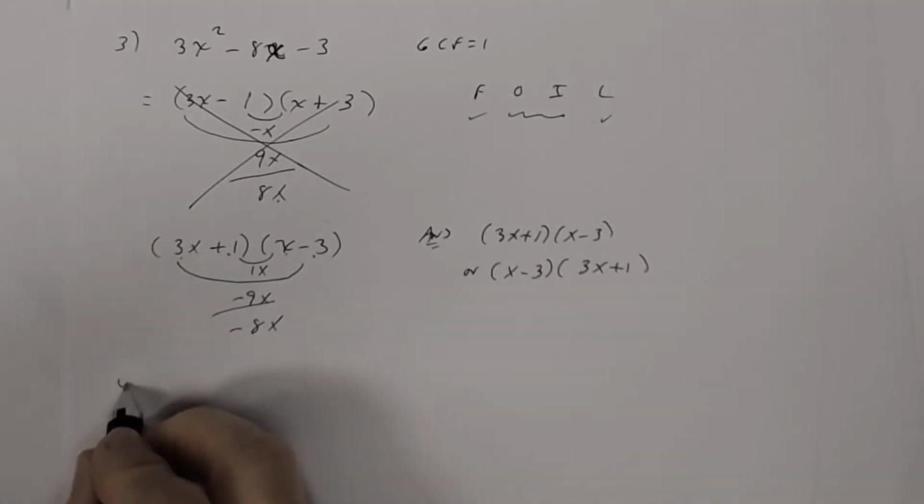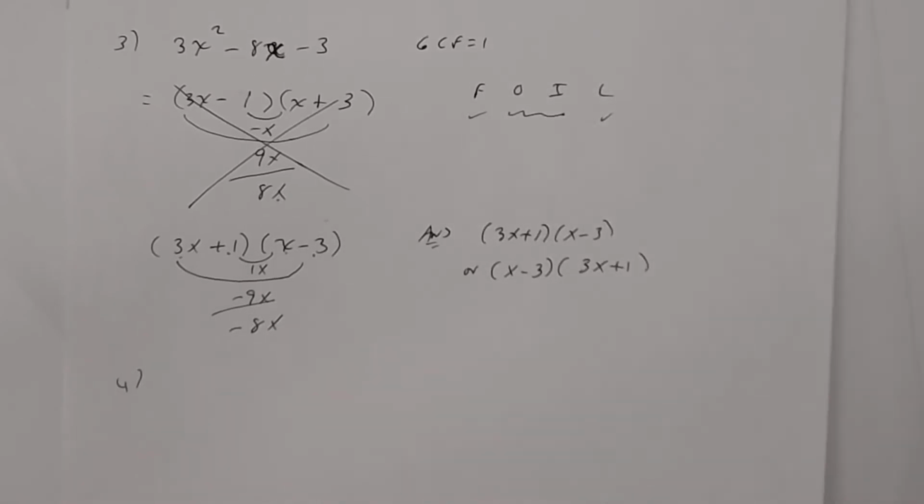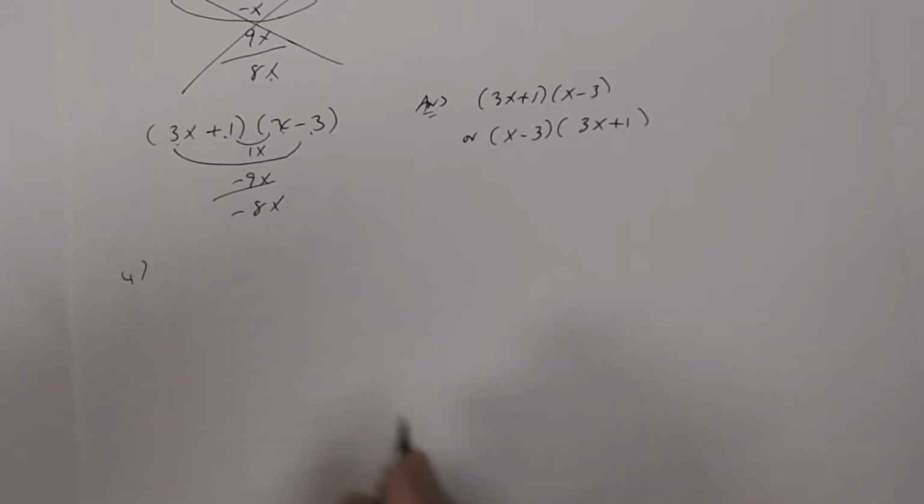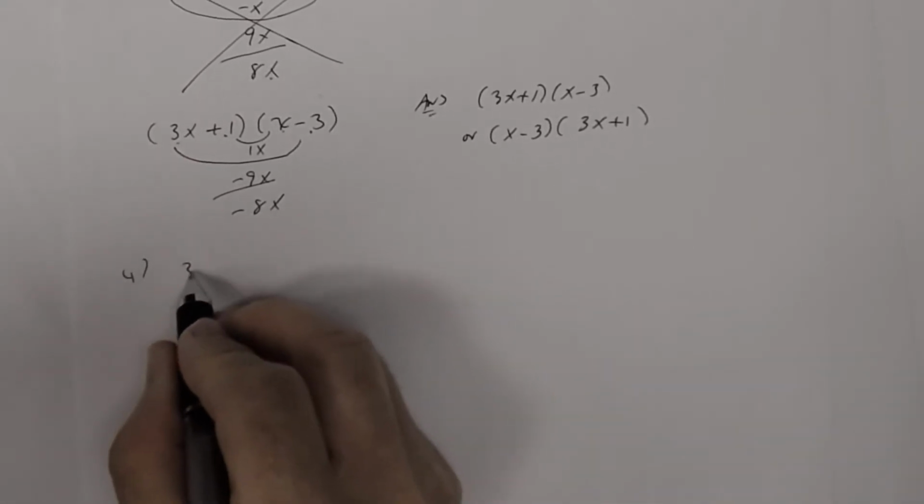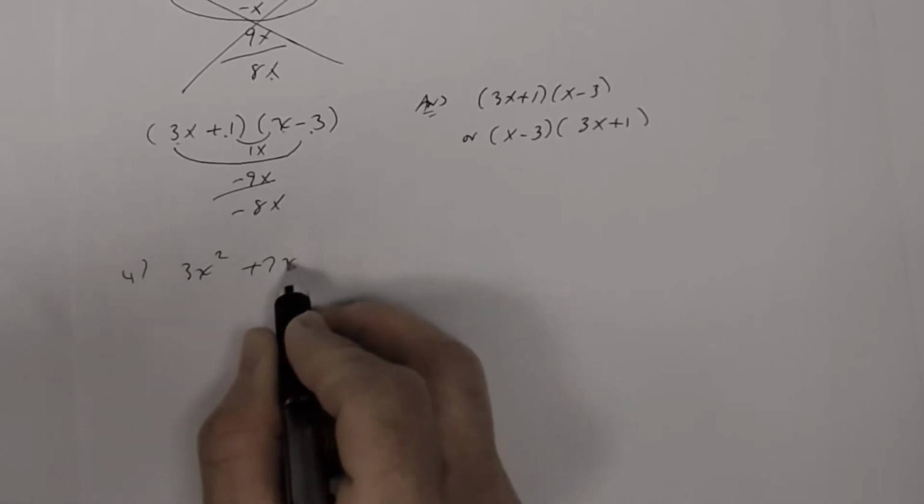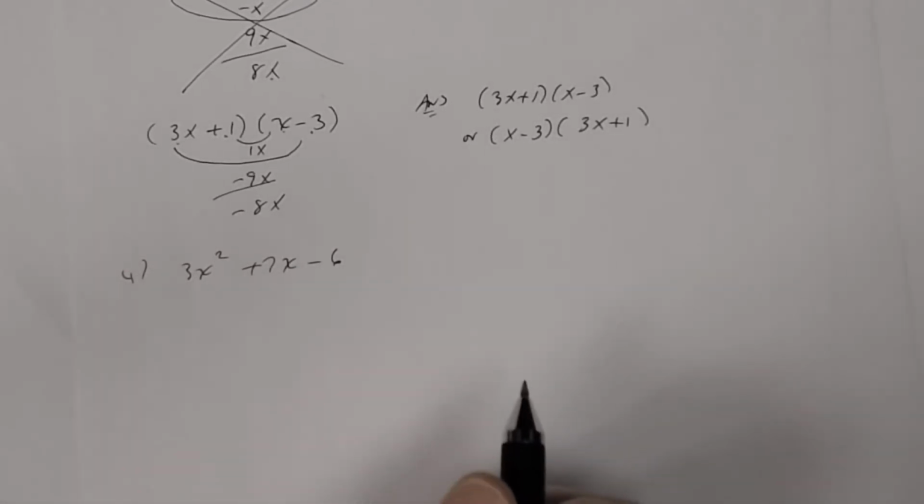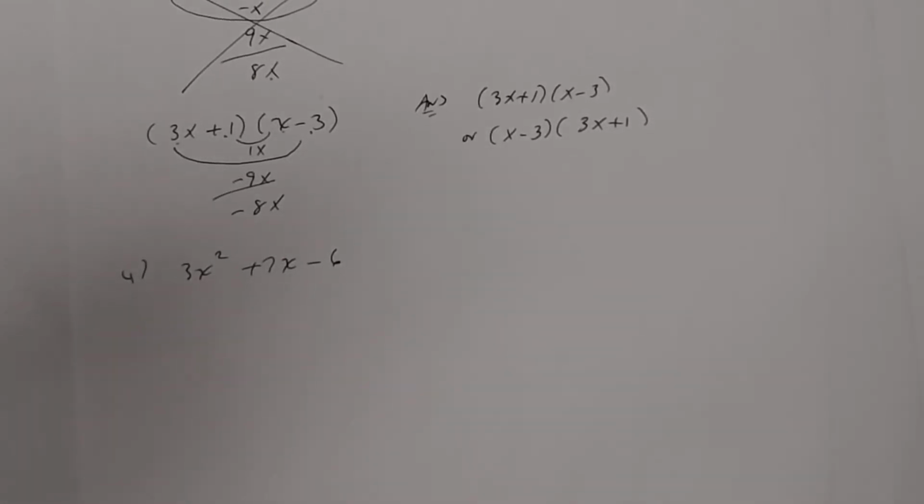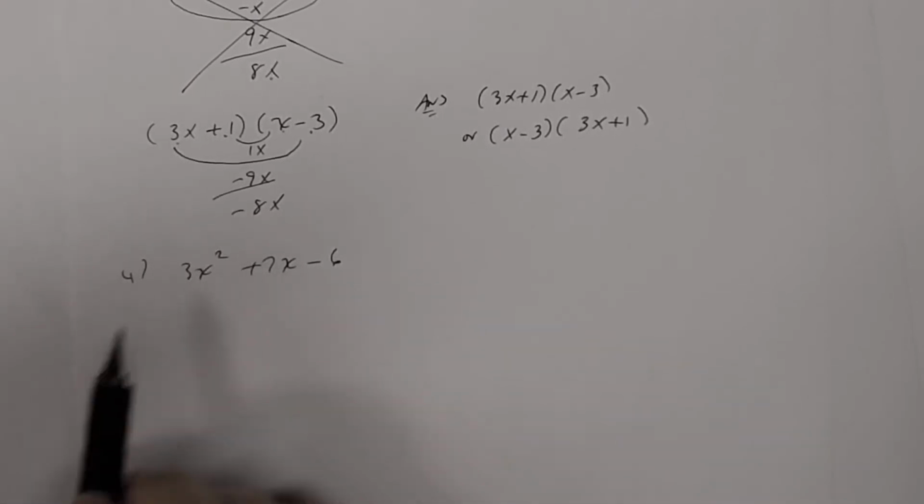All right, number 4. Let's suppose we had 3x squared plus 7x minus 6. Again, make sure it's in descending order. So it is in descending order, so my largest exponent is listed first.